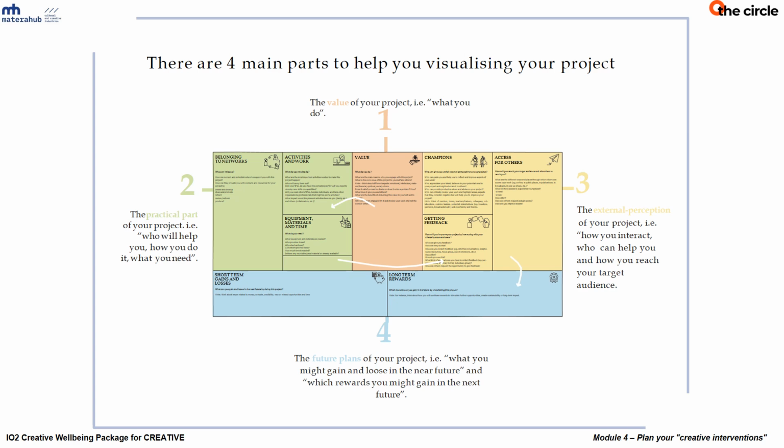Then move to the 3 right themes corresponding to the external perception part of your project, including champions, access for others, getting feedback, and write down your answers to the relevant questions. Finally, finish with the 2 bottom themes corresponding to your future plans, including the themes named short-term gains and losses, long-term rewards, and write down your answers to the relevant questions.